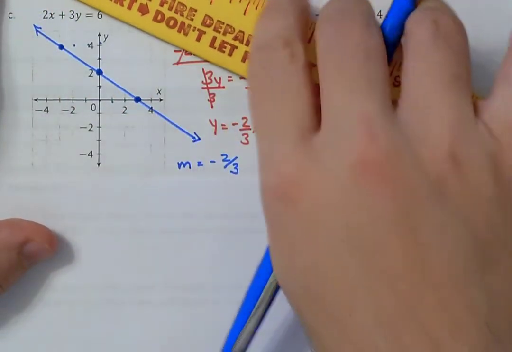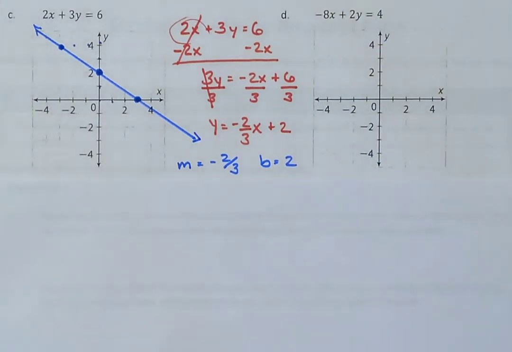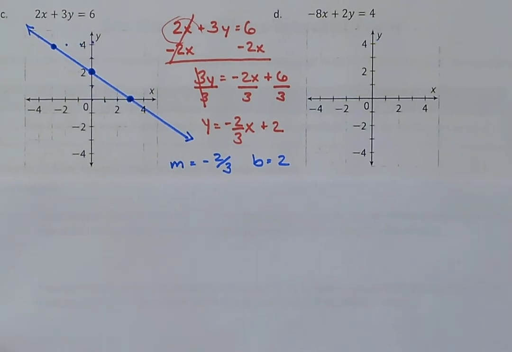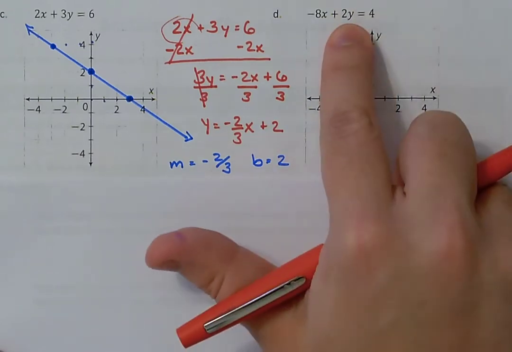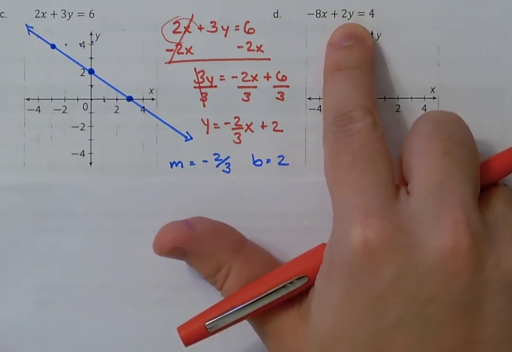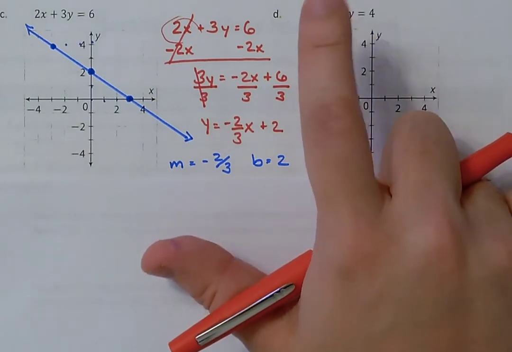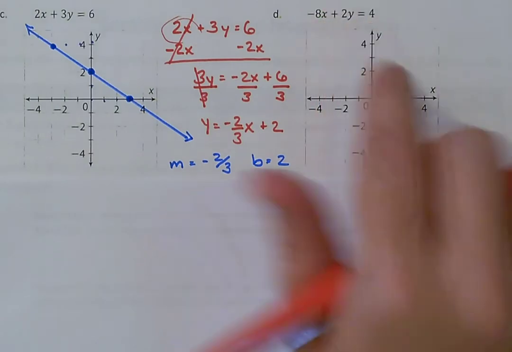And that is how you go through and set up these problems on the back. So if they don't give it to you in y equals form, just know that you have to solve it for y equals, and then once you have that, identify your m and your b, and then you can go through and graph it. If we look at D here real quick, just because it's helpful to see more examples of it. We have negative 8x plus 2y equals 4.